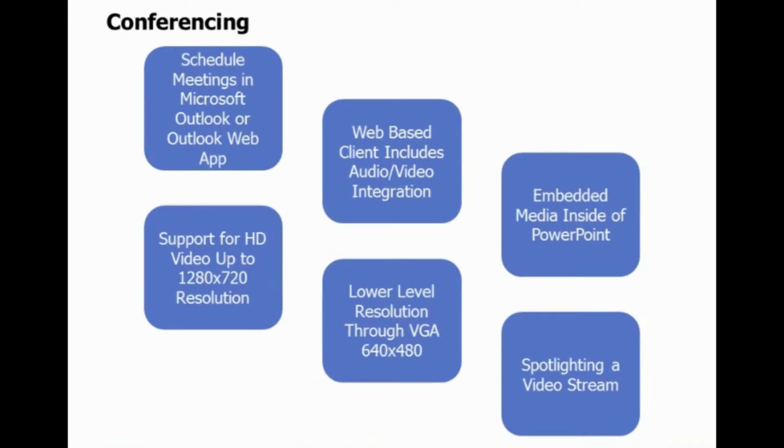You have the ability to schedule meetings inside of Microsoft Office Outlook or possibly coming in through Outlook Web App. When you schedule your meeting, the meeting request will typically get sent out with a meeting join URL that your clients click on to join into the meeting.